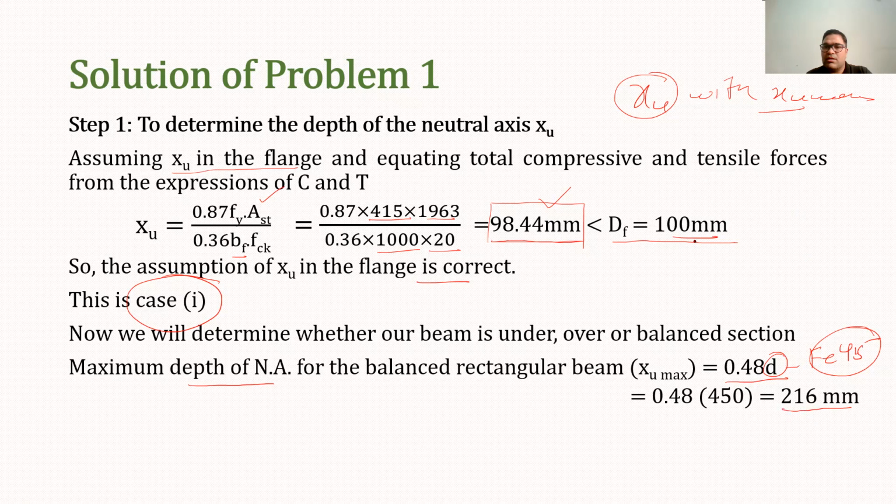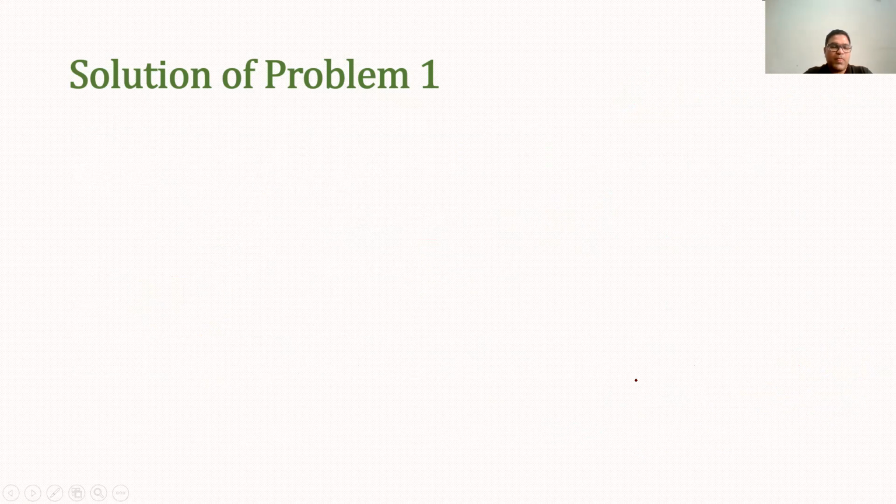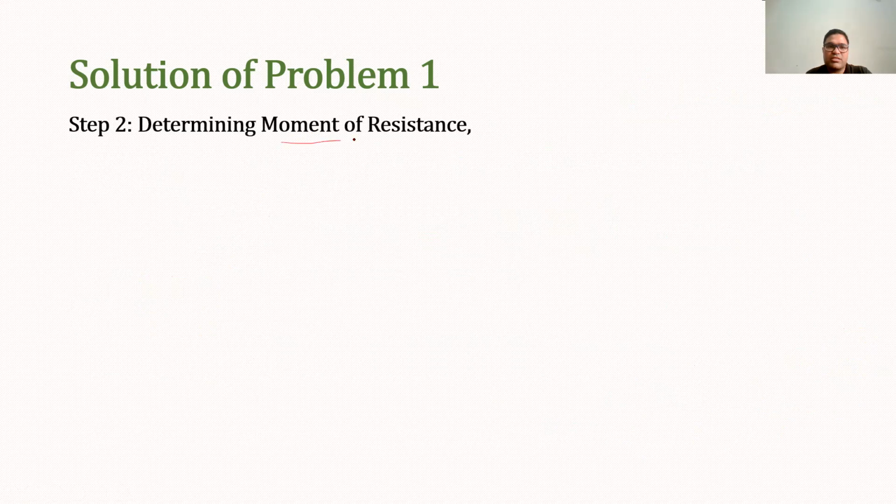Now you can see XU value is 98.44 and XU max value is 216. So it is clearly seen that XU is less than XU max. It means our section is under reinforced. Our section is under reinforced. So now we will move to the next step to determine the moment of resistance.